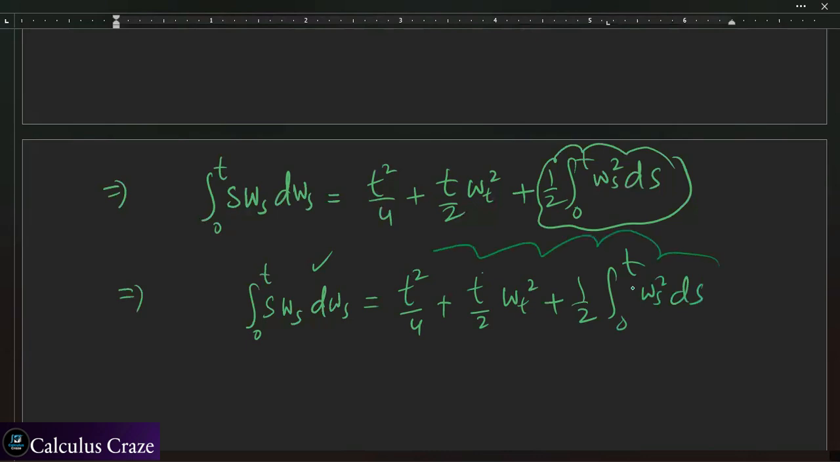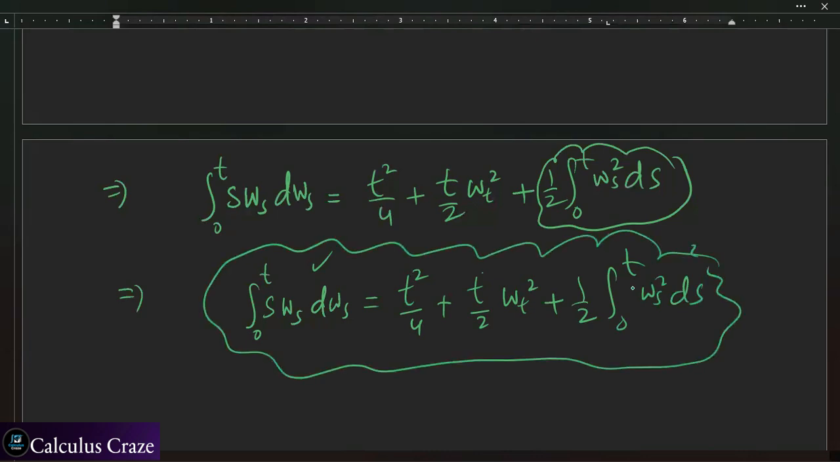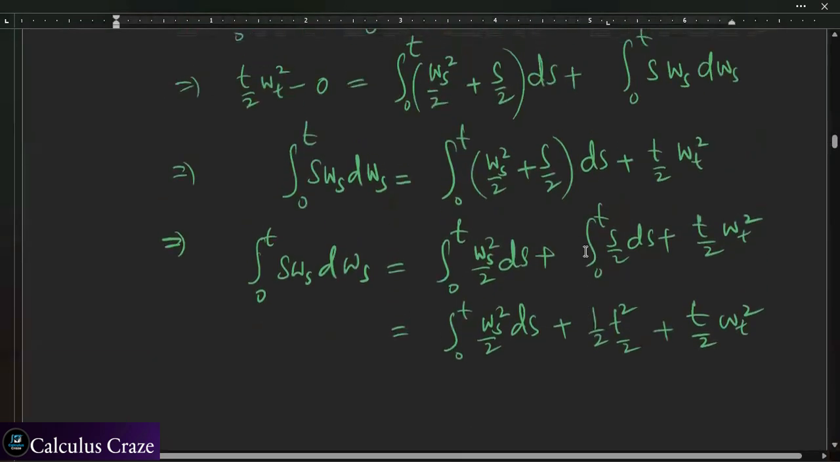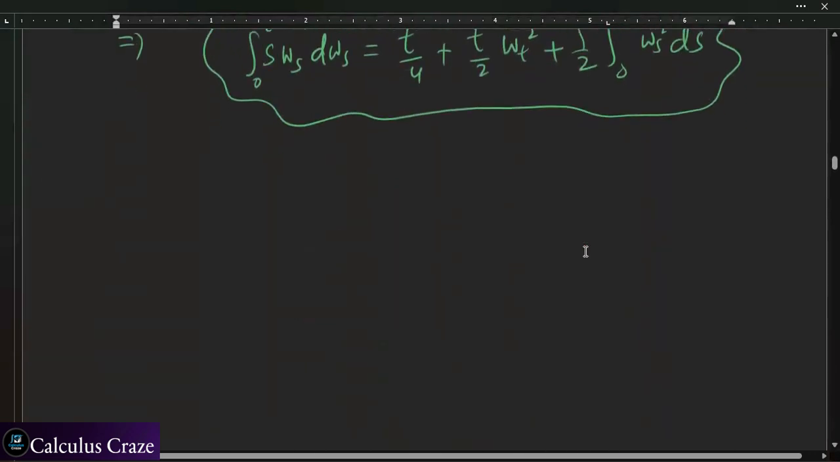So this stochastic integral is equal to this expression over here, right? This was one technique. This was also a technique of computing stochastic integrals, which involved Ito's Lemma, right?